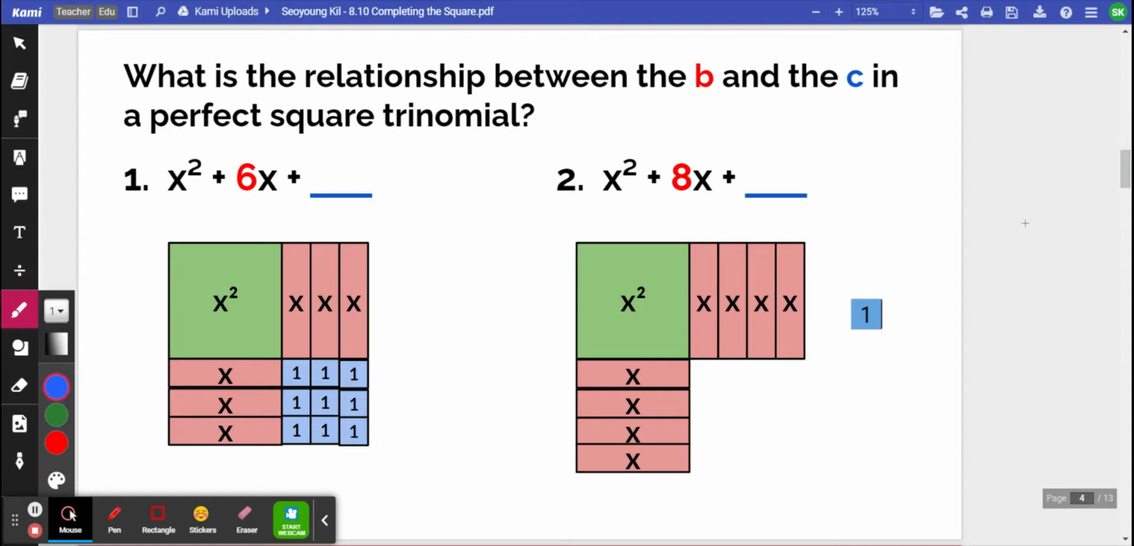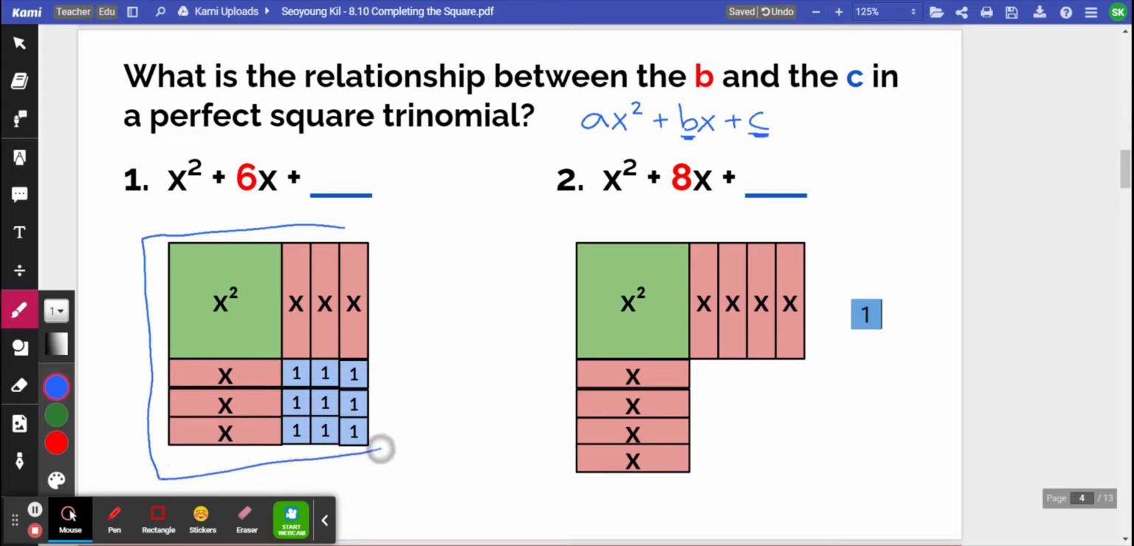To learn this strategy called completing the square, first you need to think about standard form of a quadratic equation, which is ax squared plus bx plus c. And now think about the relationship between the b and the c in any perfect square trinomial. I've gone ahead and drawn a diagram to help visualize that perfect square trinomial.